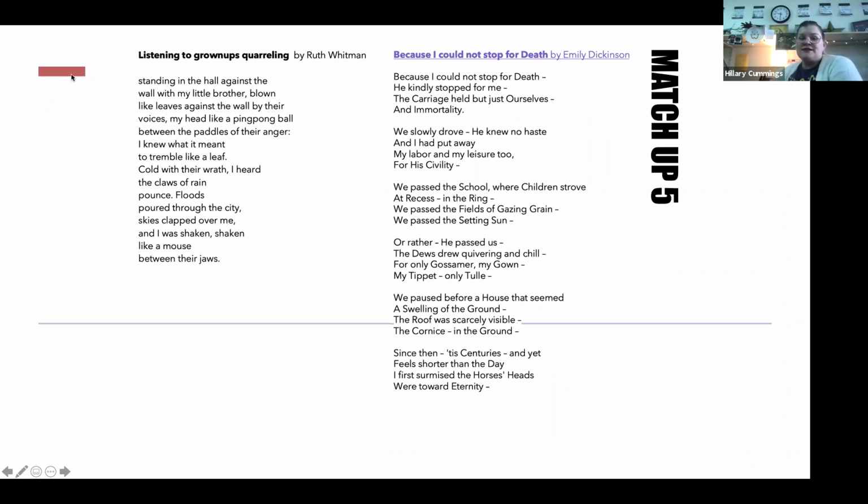Standing in the hall against the wall with my little brother, blown like leaves against the wall by their voices, my head like a ping pong ball between the paddles of their anger, I knew what it meant to tremble like a leaf. Cold with their wrath, I heard the claws of rain pounce. Floods poured through the city, skies clapped over me, and I was shaken like a mouse between their jaws.